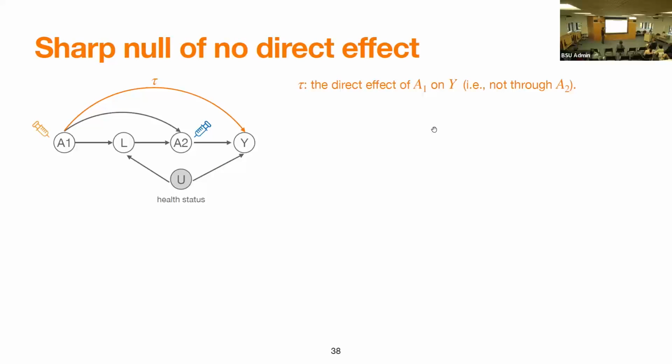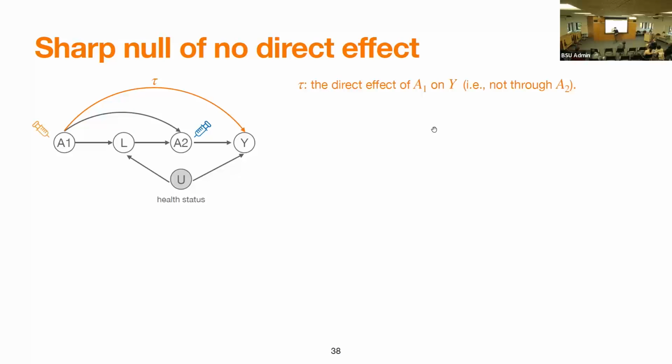Suppose here I have a 2-stage sequentially randomized trial. A1 is the first treatment that is randomly assigned. After A1, I observe the first outcome called L. Then the second treatment, A2, is assigned conditionally based on A1 and L. This is conditionally randomized. After A2, I observe the final outcome Y. And U represents the latent confounder that I don't observe, such as the health status that confounds L and Y.